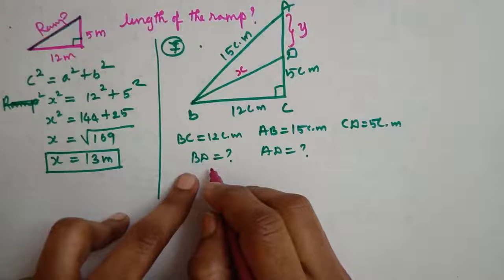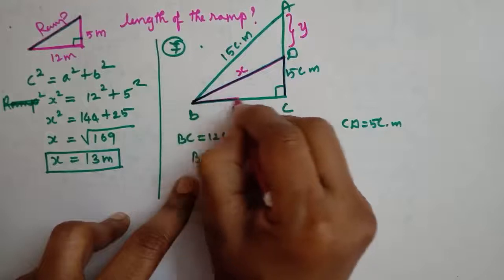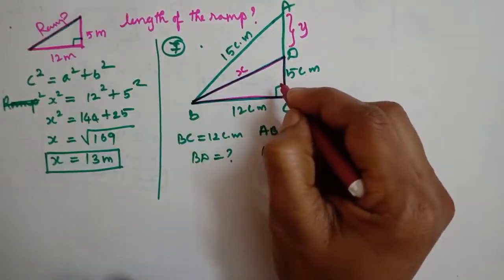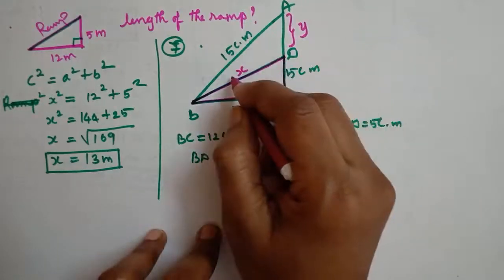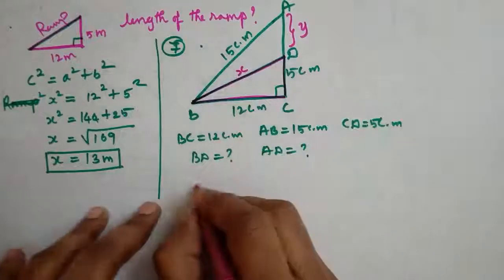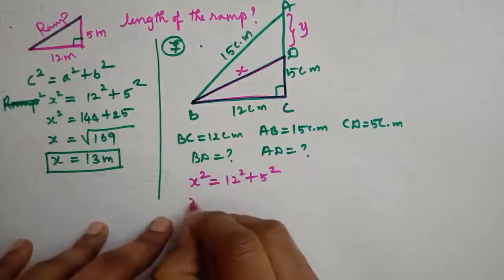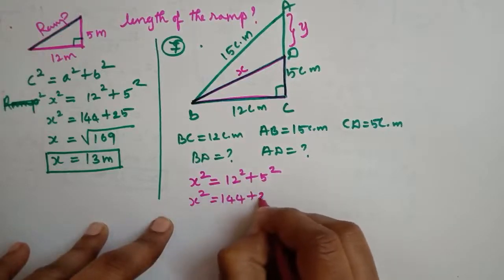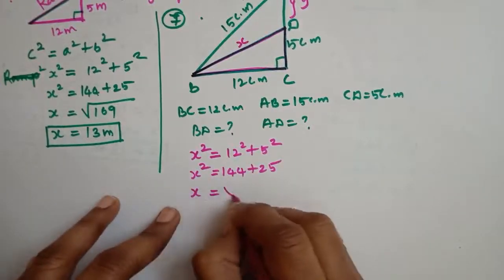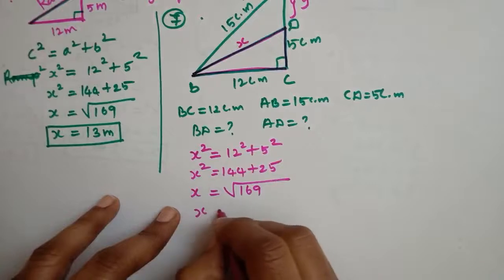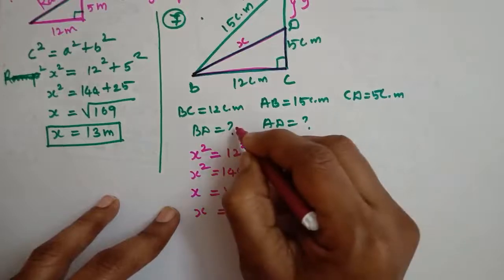Students listen, look at this triangle. This is looking like a right angle triangle. Already we are given a right angle triangle, so this is also a right angle triangle. This is the hypotenuse, the longest side. Therefore, hypotenuse x squared is equal to 12 squared plus 5 squared, so x squared is equal to 144 plus 25. You can directly say 13 is the answer. So x is equal to root of 169, therefore x is equal to 13. Is it clear? So BD is equal to 13 centimeter.